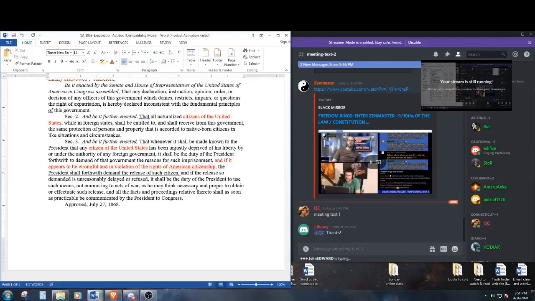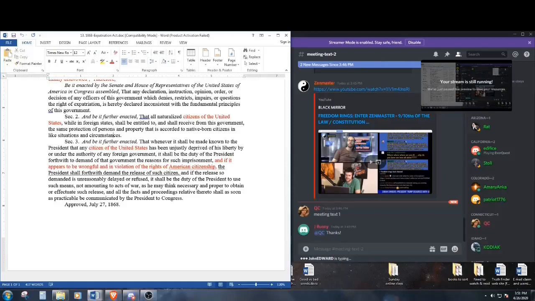So how do you get demanded released? By American citizenship, not the citizenship of the United States. And if the release so demanded is unreasonably delayed or refused, it shall be the duty of the President to use such means, not amounting to acts of war, as he may think necessary and proper to obtain or effectuate such release, and all the facts and proceedings relative thereto as soon as practicable to be communicated to Congress. So, you have different citizenship here.